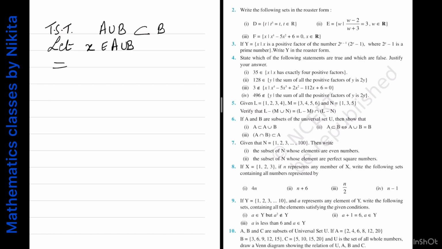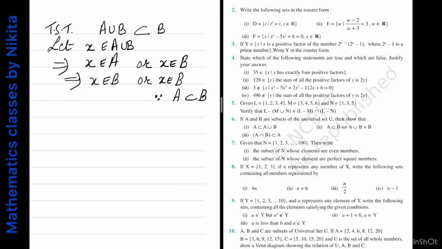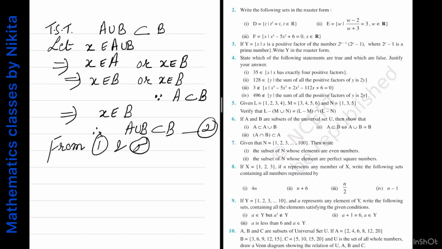So this implies what? That x belongs to A or x belongs to B. But it is given that A is contained in B, so this x which is in A, where will it go? x belongs to B, and x belongs to B. Why? The reason is since A is contained in B, this implies that x belongs to B. So therefore what we get is that A union B is contained in B. Mark this as 2. So from 1 and 2 we get that A union B is equal to B.